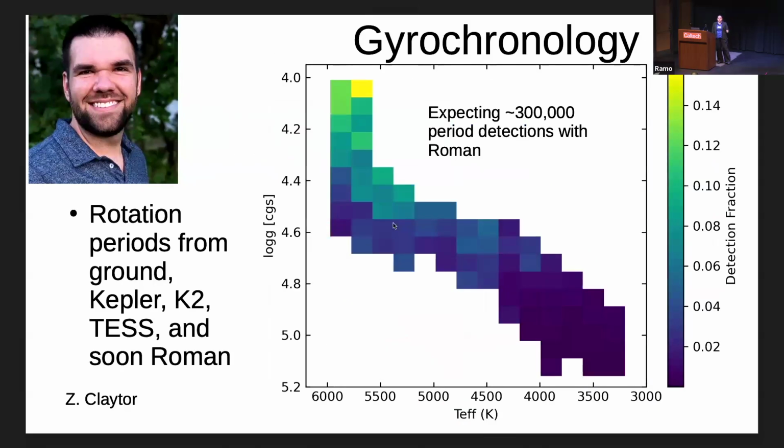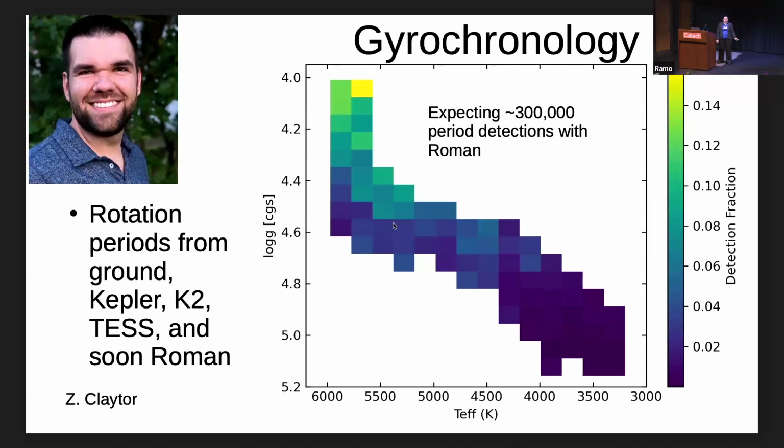And that's not something that's going to stop being true, because we have rotation periods now from the ground, we have them from Kepler, we have them from K2, and we have them from TESS. But we're also going to be getting those for Roman. And so if you're thinking about your planets that you're going to find around Roman, we expect to get something like 300,000 rotation period detections out of Roman.